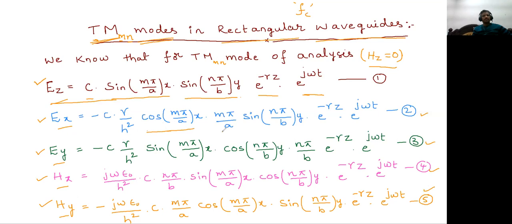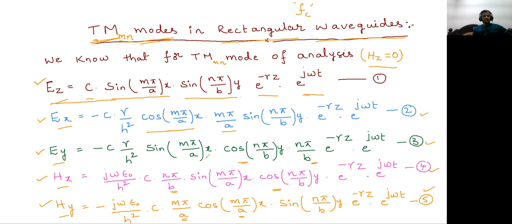Along with that, there will be m pi by A. For EY, you have to differentiate the sine of n pi by B term. You will be getting n pi by B. For HX, similarly, the sine will be differentiated, that is n pi by B will be getting here. And in HY, okay, your sine m pi by A into X will be differentiated, and what you will be getting is the m pi by A term.